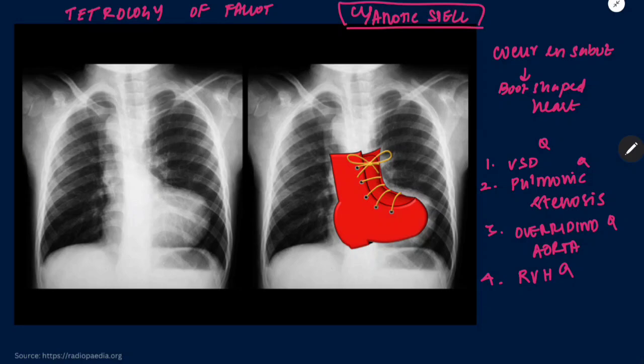Okay, so remember this. This pulmonic stenosis is because of this infundibular stenosis, as I have already told, and this pulmonic stenosis is going to determine the severity of the disease. So the direction of the flow is determined by the obstruction of the right ventricular outflow or infundibular stenosis. So remember, that is a question in and of itself.